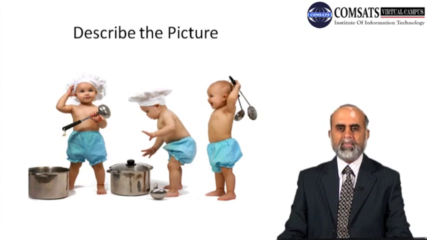There is one ladle in the middle, in the center, lying on the floor. The baby on the right is holding two ladles, one ladle and one sieve ladle. The baby on the left is also holding a ladle and also holding his chef cap. And we can also see that there are two saucepans on the floor. The one in the middle also has a glass top, a glass lid with a plastic knob in the middle.